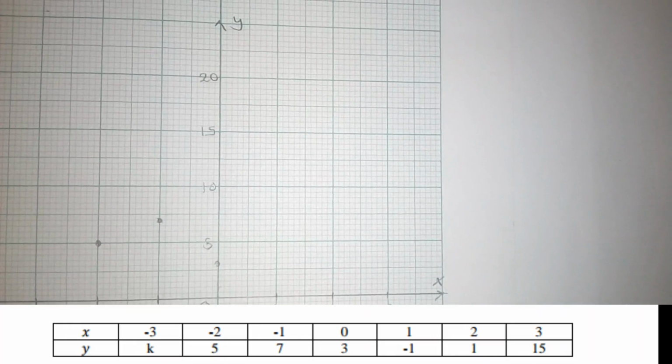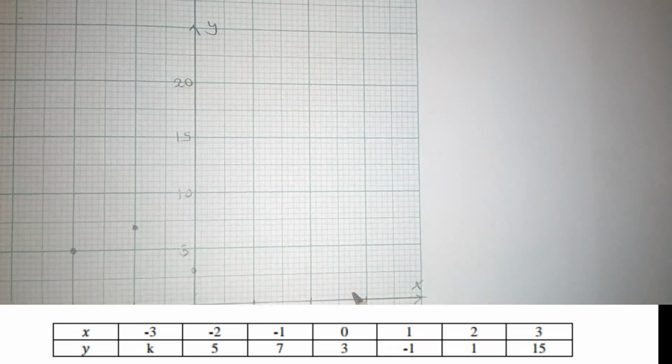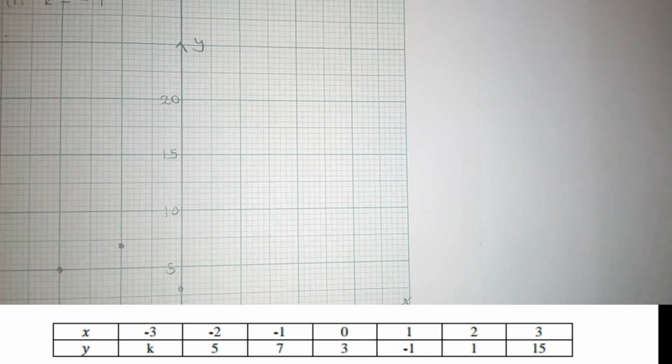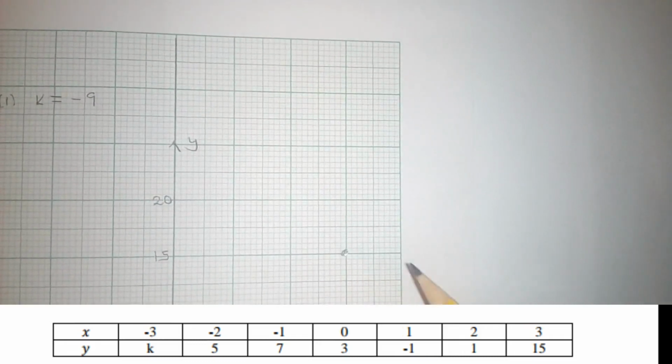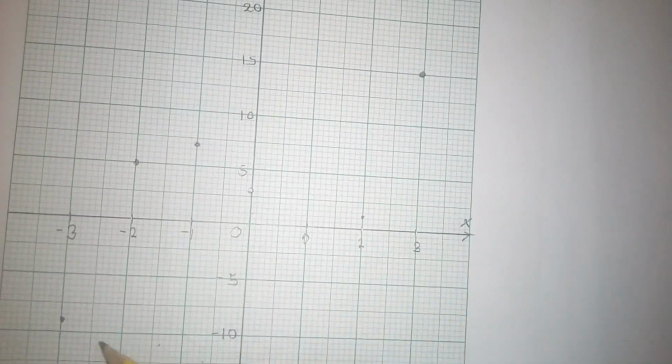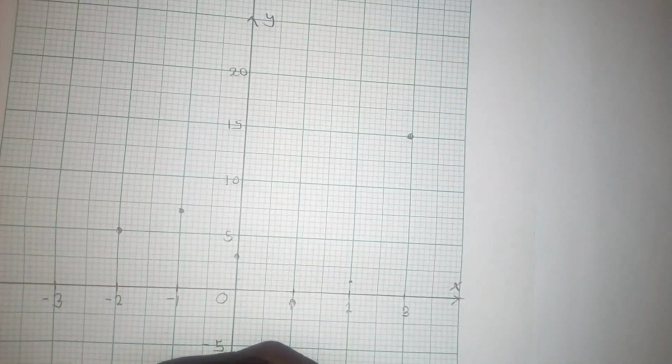And then we go to 1, -1. It's here. We go to 2, 1. It's here. We go to 3, 15. It's here. So now you can join these points nicely. We try to join them nicely.